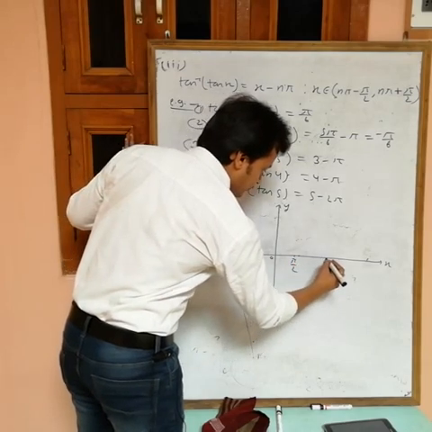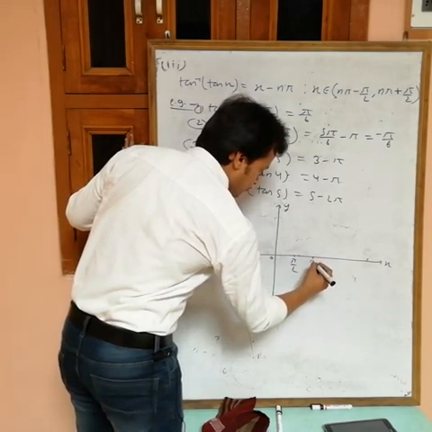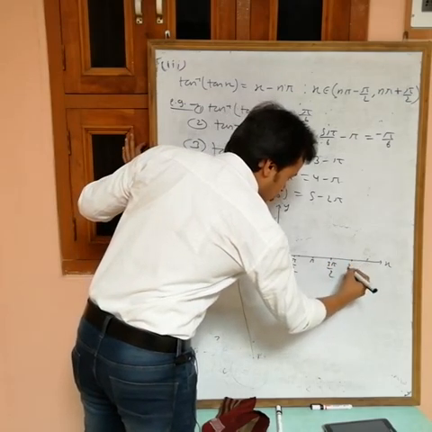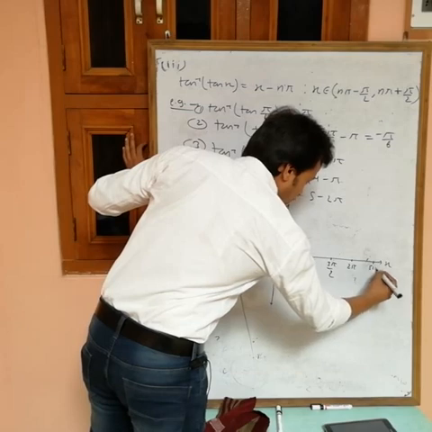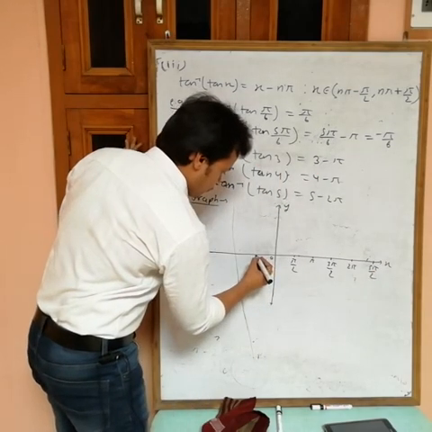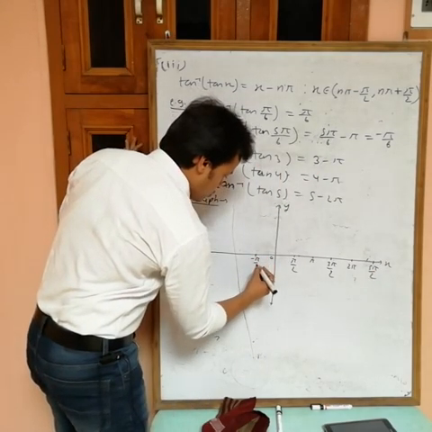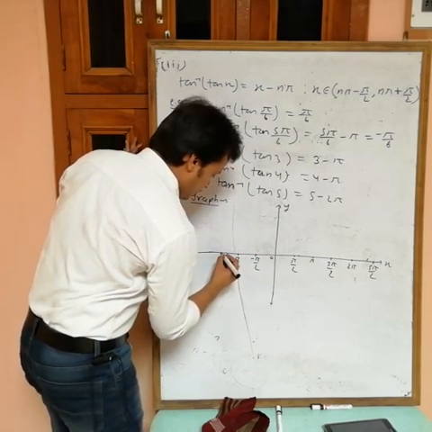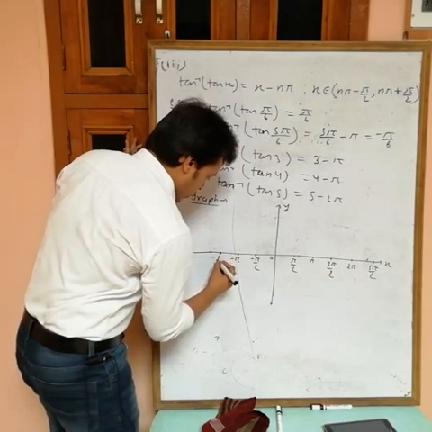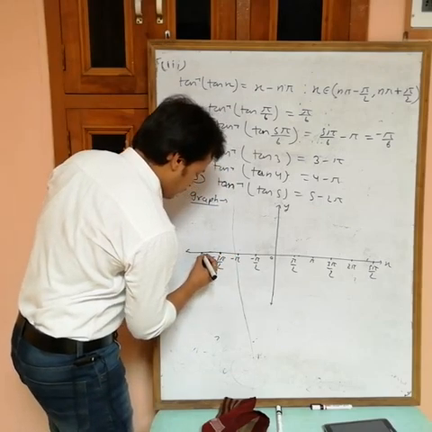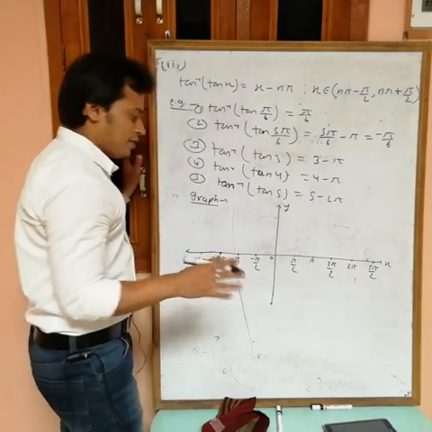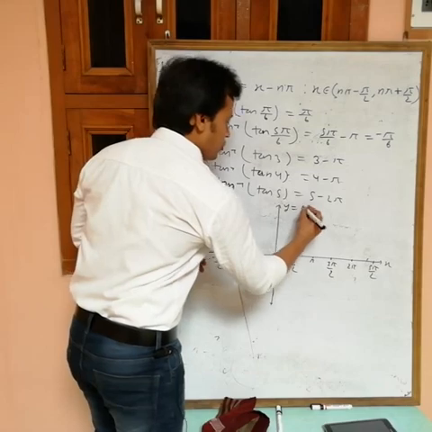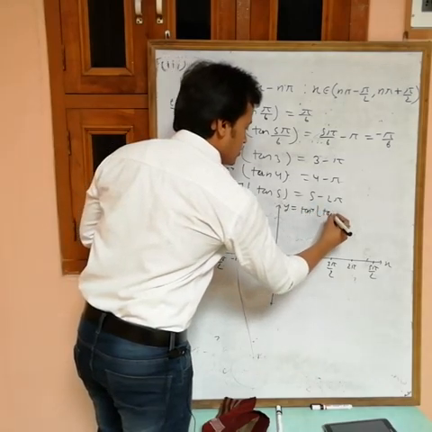Pi by 2, pi, 3 pi by 2, 2 pi, 5 pi by 2, minus pi by 2, minus pi, minus 3 pi by 2, minus 2 pi, like this one. Okay, suppose. Now the range of tan inverse, I am drawing the graph of tan inverse of tan x.